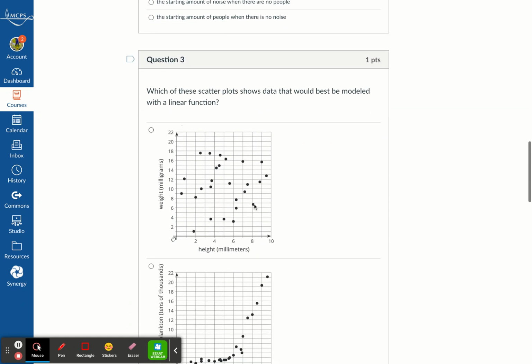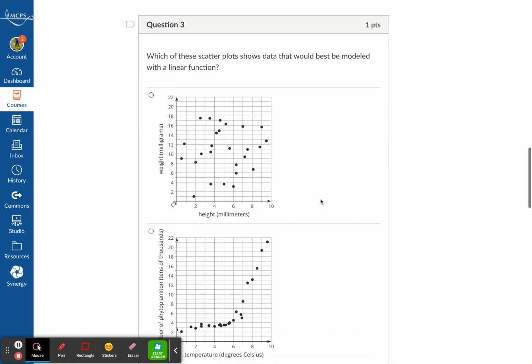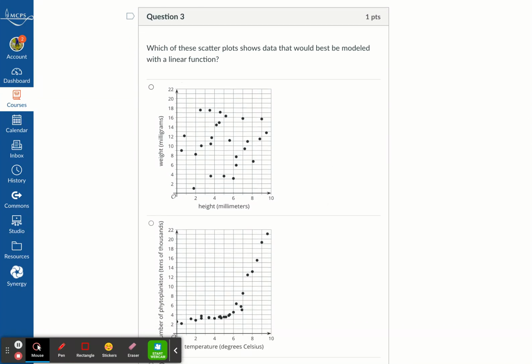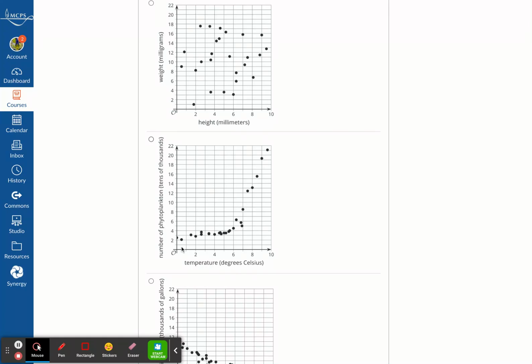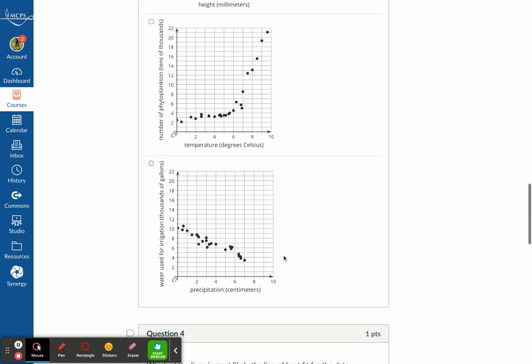For number 3, it says, which of these scatter plots shows data that would best be modeled with a linear function? So linear means line. So which one of these scatter plots would best be represented by a line? The dots in the first one are scattered all over the place. I don't even know where I would put a line to make that best fit. In the second one, the dots seem to follow a curve pattern, not a linear pattern, so that one doesn't work. But the third one, these dots look like they could be represented by a line. So it would be that one.